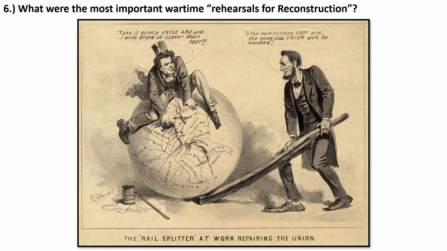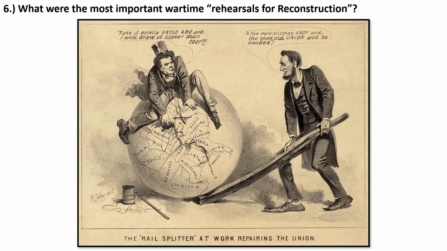Because they saw the 10% plan as too lenient, the Wade-Davis Bill said that a state could re-enter the Union as soon as 50% of the number of voters in 1860 took a loyalty oath. And not only did they have to agree to abide by emancipation, but they had to be granted equal rights under the law. This is much harder to accomplish. It is much stricter. It does not have any expectation of being quick or encouraging reconciliation for the South. And as a result, it's vetoed by Lincoln.